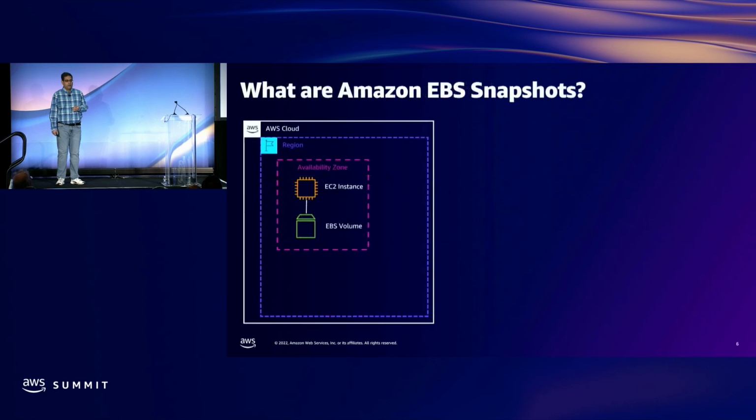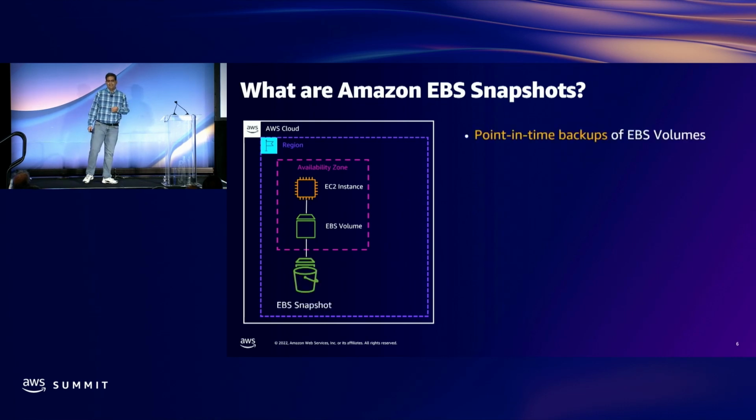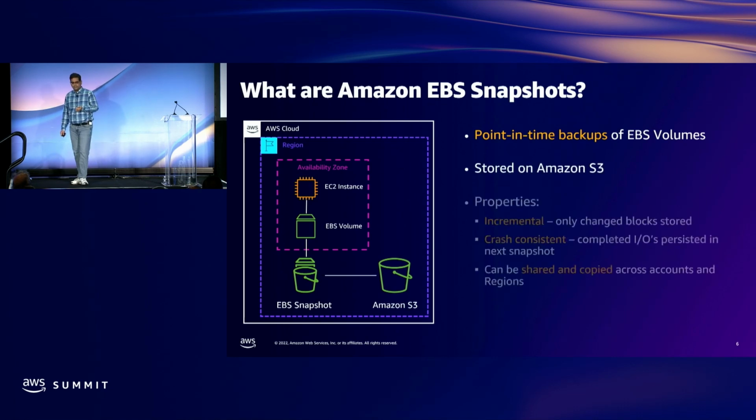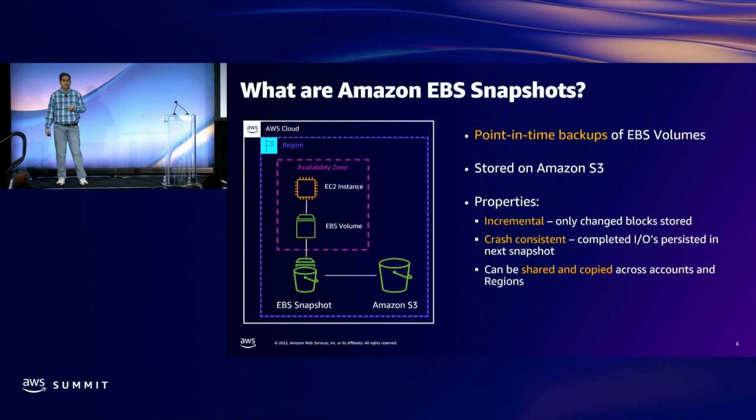So what are EBS snapshots? If you think of an EC2 instance and an EBS volume in an availability zone, an EBS snapshot is a point-in-time backup of that EBS volume that is stored on Amazon S3. Its properties are: it is incremental, so only the changed blocks are stored; it is crash consistent, so completed IOs are persisted in the next snapshot; and they can be shared and copied across accounts.